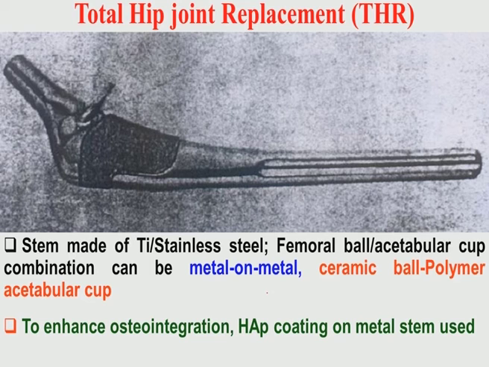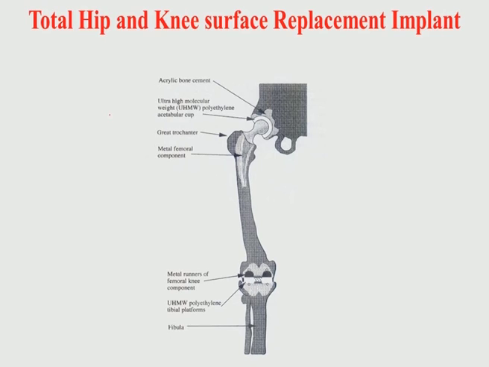Now, total hip joint replacement is one of the popular examples where titanium or stainless steel is used as the stem. Nowadays, one of the developments is that one can use hydroxyapatite coatings on these titanium or stainless steel structures to make them more biocompatible or to have better osseointegration properties. Now, you have this femoral ball head here and you have the acetabular socket. This femoral ball head structure can be made of either ceramic or polymer or metal.